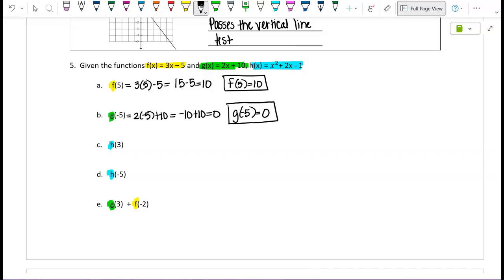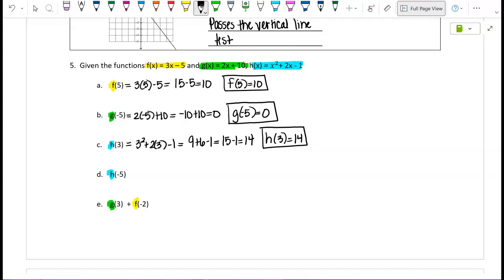Again, these are simply substitution and order of operations problems. H of 3 squared plus 2 times 3 minus 1 is 9 plus 6 minus 1. 15 minus 1 is 14. So H of 3 equals 14.